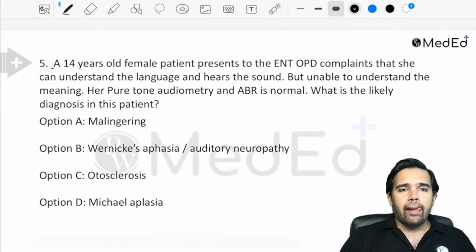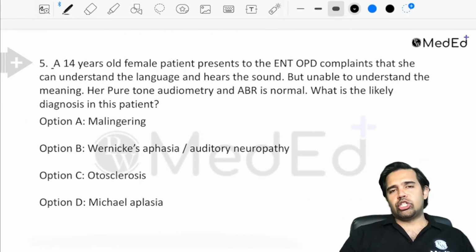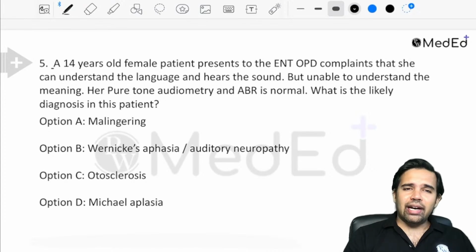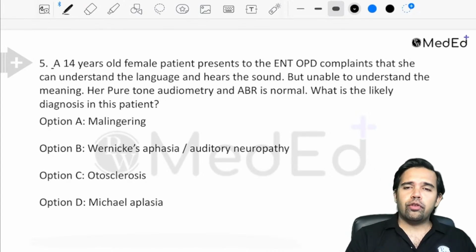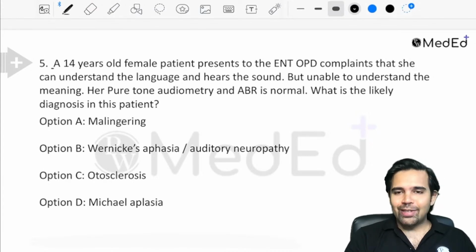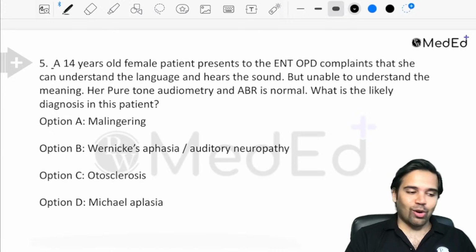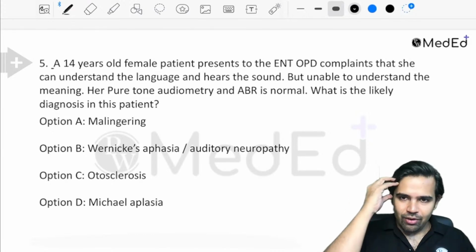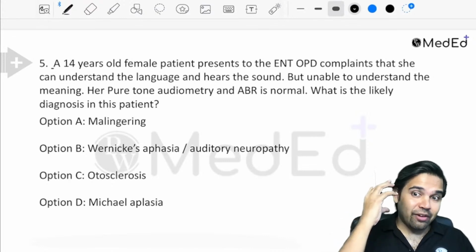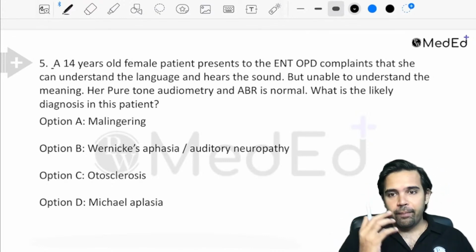Okay. Now, a 14-year-old female presents to the ENT OPD, complains that she can understand the language, hear the sound, but is not able to understand the meaning. I'm sure a lot of you find this in some of the classes of medicine. You understand the language, whether someone speaks Hindi or English, anything, the language is understood, but you're not able to hear the sound also. A lot of noise is coming repetitively, but you're not able to comprehend. Not able to comprehend means you're not able to process that information, what is the meaning, not able to understand that.